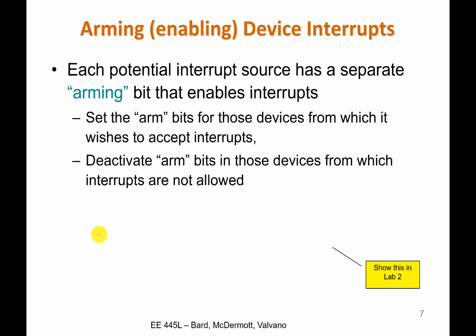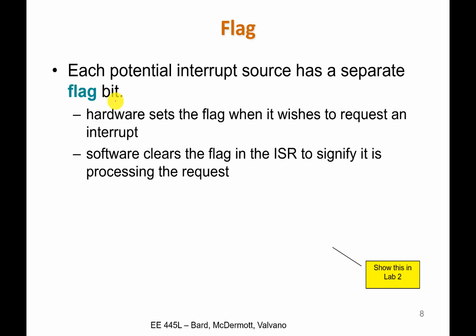Okay. Now let's talk about some terminology. We have an idea called arm, which is in the device. Because there are hundreds of bits that could interrupt, we'll arm just those bits which we want to cause interrupts. Okay, so we typically do this at the beginning. We arm the device we want the interrupts. We arm the flags we want to interrupt, and we disarm all the others.